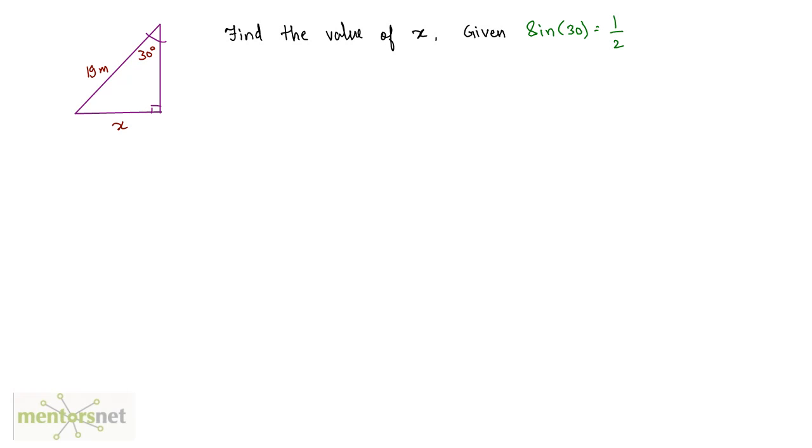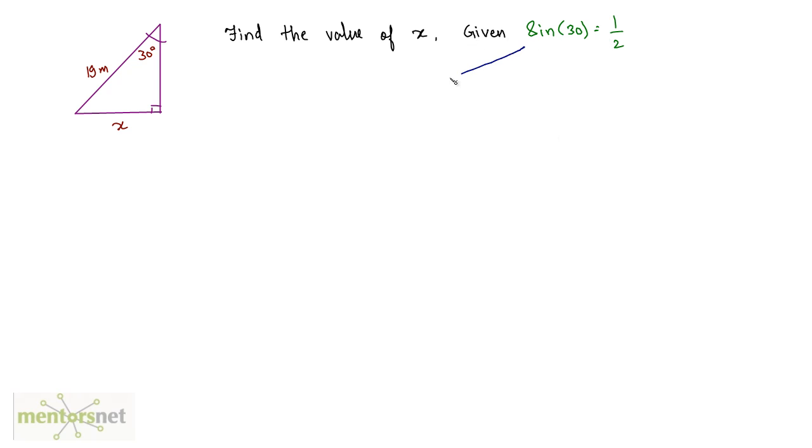So we have a problem. We have been given this right angle triangle, and one of the angles is given as 30 degrees, and the length of the hypotenuse is also given as 19 meters. You have to find out what is the value of x, and you have been given some data here. Sine 30 is 1 by 2. Well, how do you solve this question?